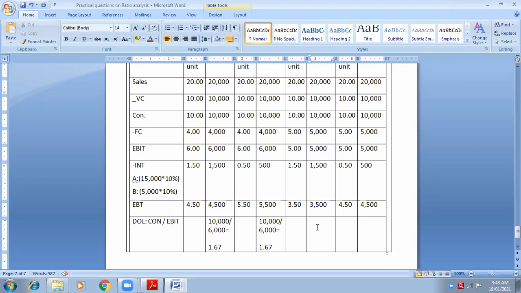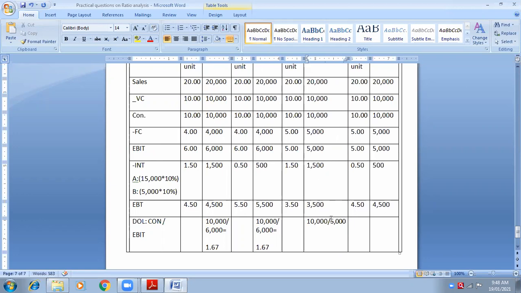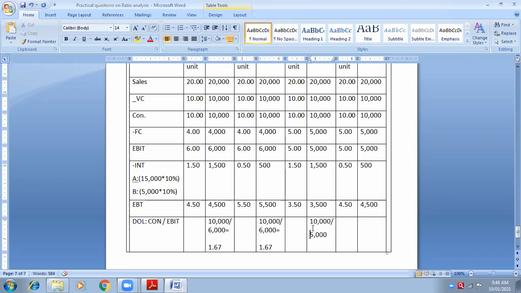What is the contribution? 10,000. Divided by what is EBIT? 5,000. Yes, now the answer will be changed. The answer will be 2.00.